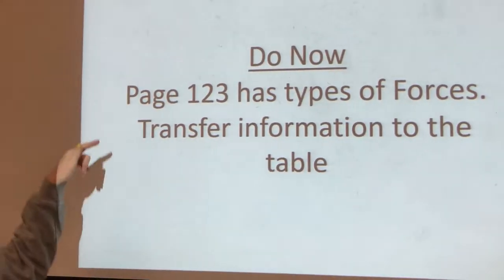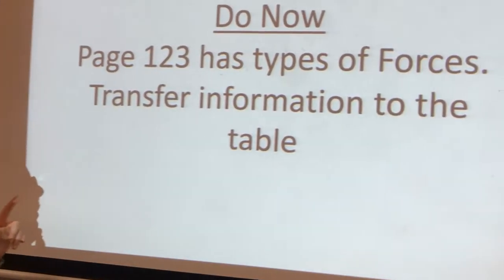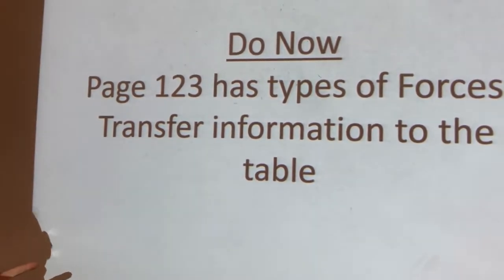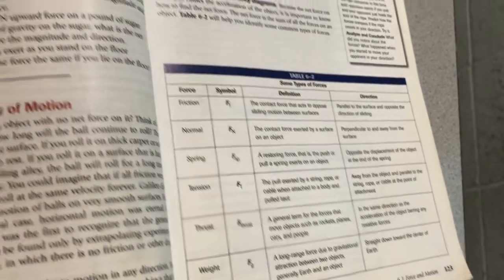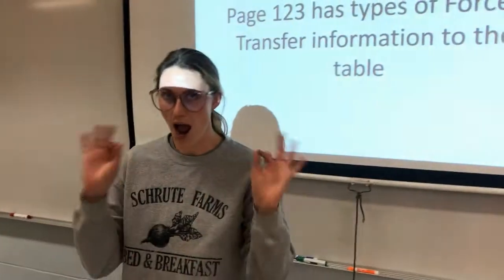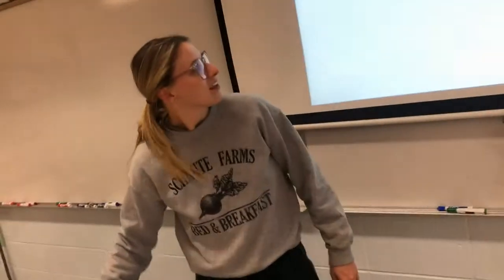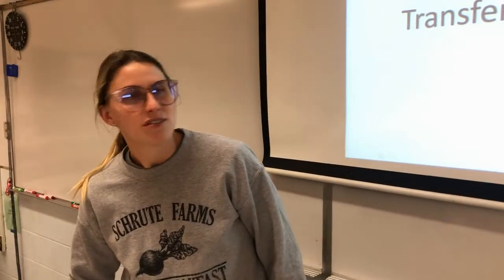Do this now. I want you to go to page 123 in the e-text, and it looks like this. And I want you to literally transfer this information from the book onto here. Types of force: weight, tension. Symbol, definition, direction. What do we have over here? Force, types of force, symbol, direction, definition. Why would we be asking him to do something like that? Just to get familiar with the terms.